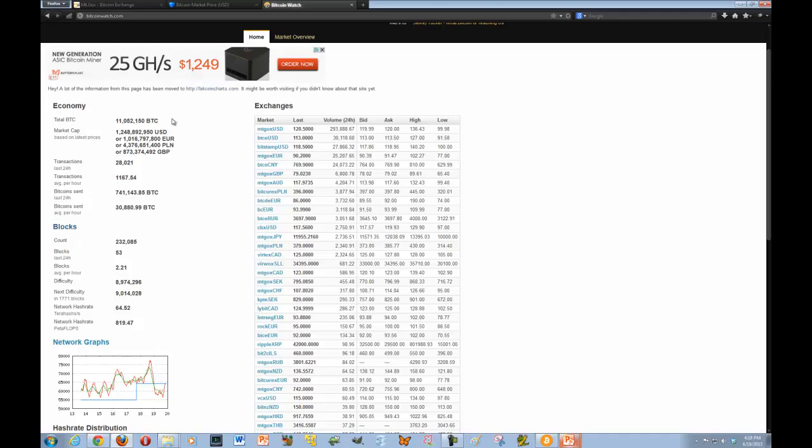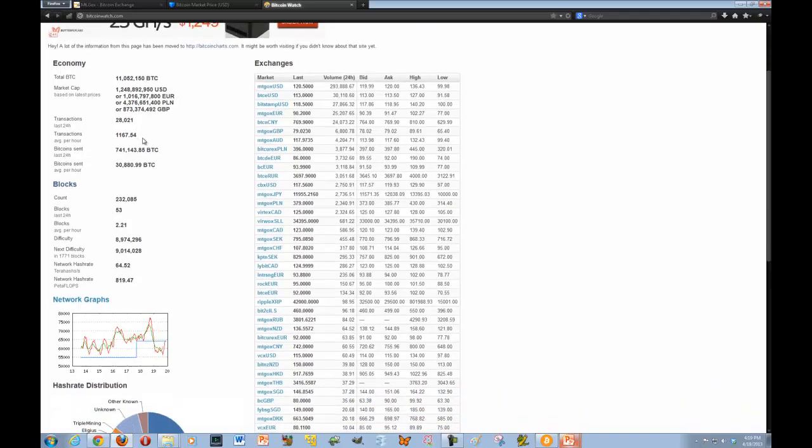So you can see how many total Bitcoins are right now in circulation. There's 11 million. You can see the market capitalization of all the Bitcoins, which is obtained by taking the average of all the exchange prices and just simply multiplying it by the total Bitcoins in the economy. So right now the market cap of the Bitcoin in US dollars is 1.2 billion. You can see how many transactions have occurred over the last 24 hours. You can see the average transactions per hour.